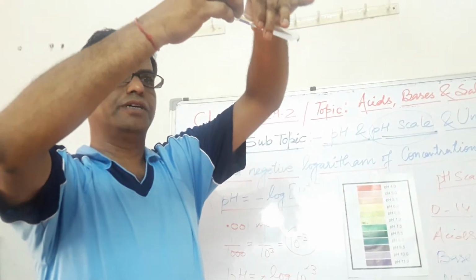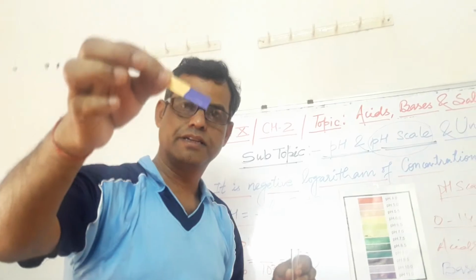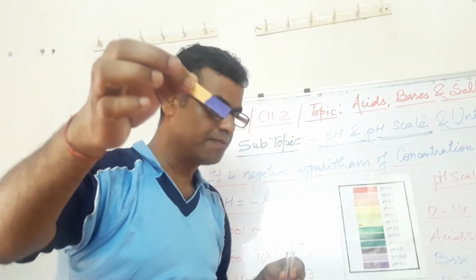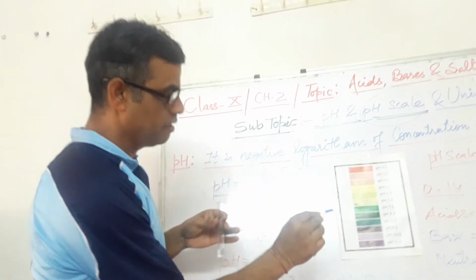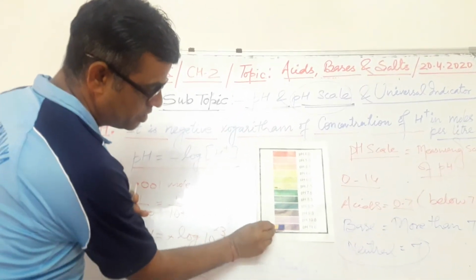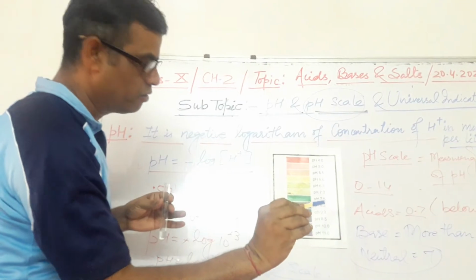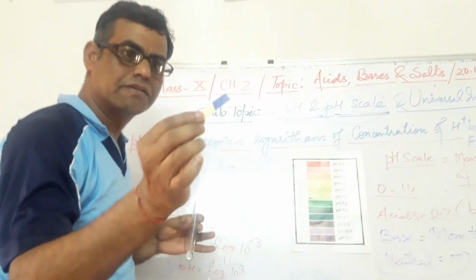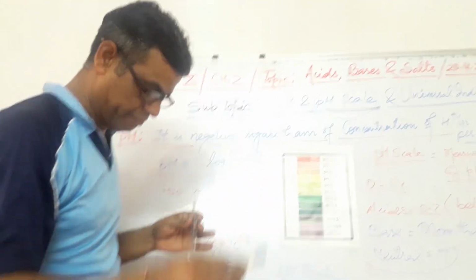So what kind of color are we observing here? The color is dark blue. It means the pH of this is near the last point, 11. Since it is dark, it is near about 13 or 14.